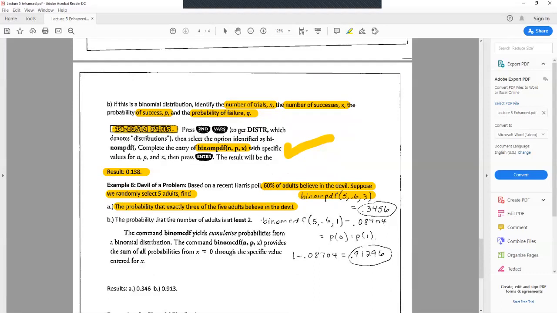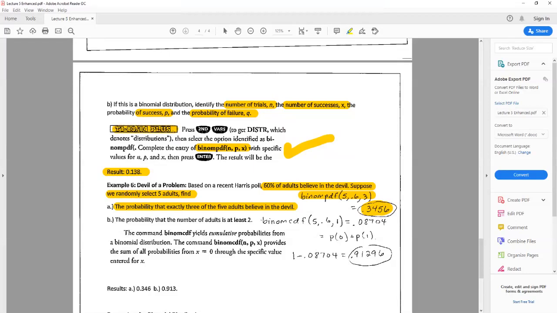We would enter 5 for the number of trials. And since we have a 60% probability that they believe in the devil, we will put 0.6. And then we will put 3 because we are trying to figure out the probability that exactly 3 of the 5 adults believe in the devil, and that would be 0.3456. So putting it in context, if you were to randomly choose 5 adults and ask them if they believe in the devil, the probability that exactly 3 of those adults would say yes is about 34.56%.